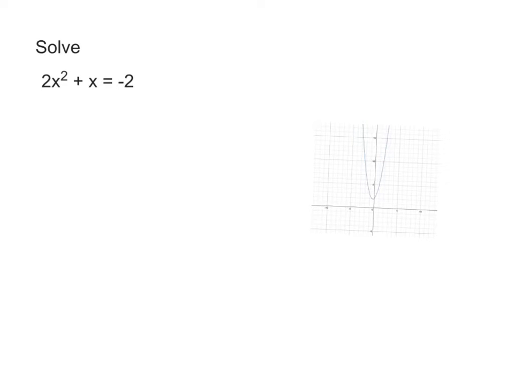So here's the next one we're going to solve. This one looks a little bit different. 2x squared plus x equals negative 2. What do you have to do to this one first, do you think?